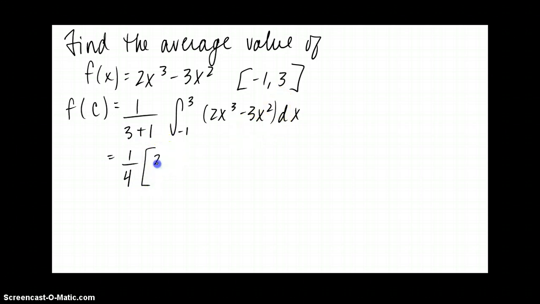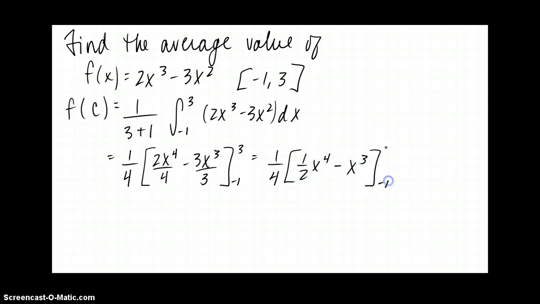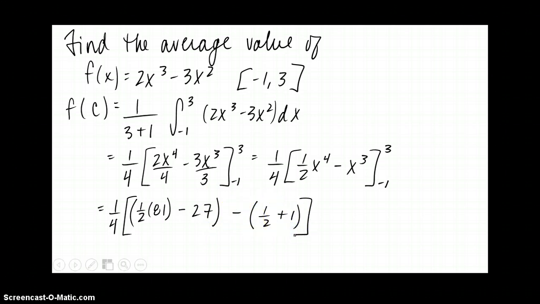So this would be add 1, divide by the new, add 1, divide by the new. So 1/2 x to the 4 minus x cubed. Okay, so we have 1/2, 3 to the 4th power would be 81, minus 27, minus 1/2 plus 1. Okay, we're gonna have you do that. Use a calculator. Evaluate this function.